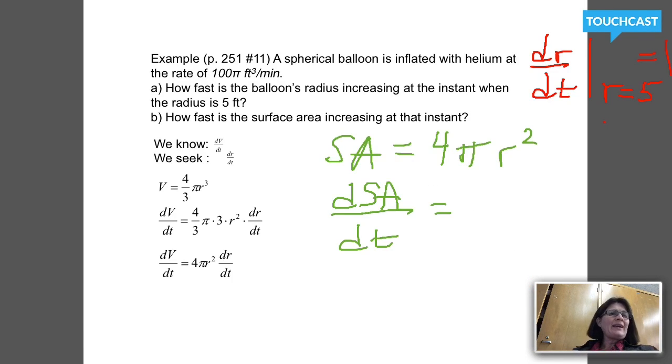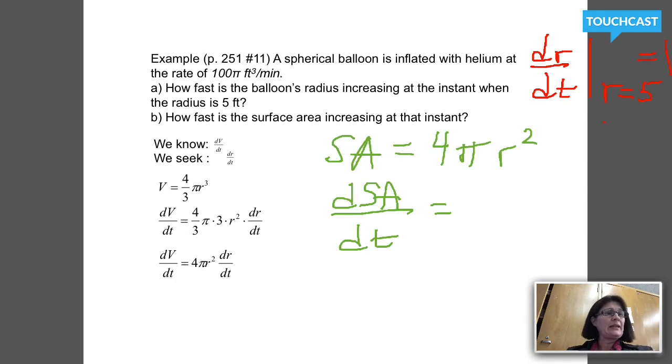Okay, so knowing my answer to question A, at the exact moment when the radius is 5 feet, the radius is changing at a rate of 1 foot per minute. Now I've been asked this follow-on question: how fast is the surface area increasing at that same moment? So to me that means the radius is 5 again. So I'm going to need an expression for surface area. Surface area of a sphere is 4 pi r squared. Don't worry if you didn't know that.